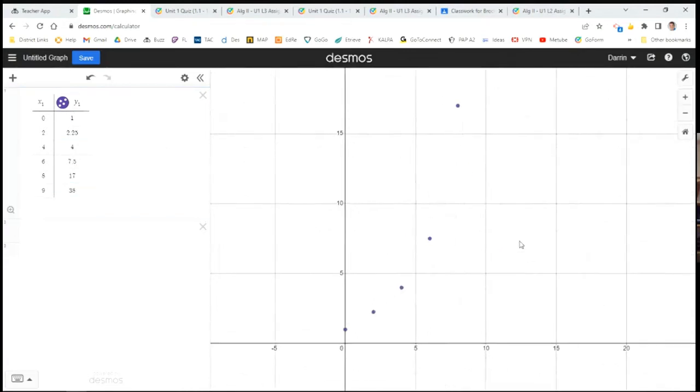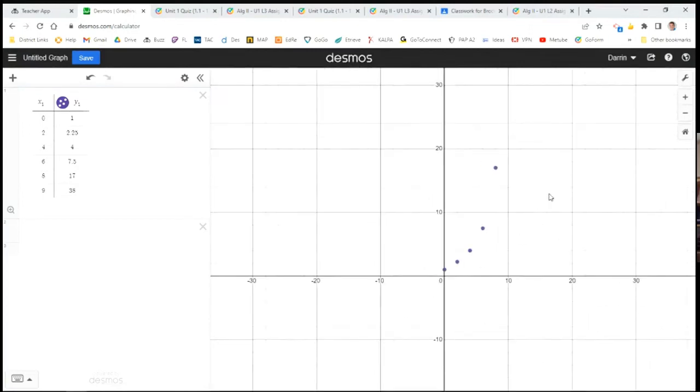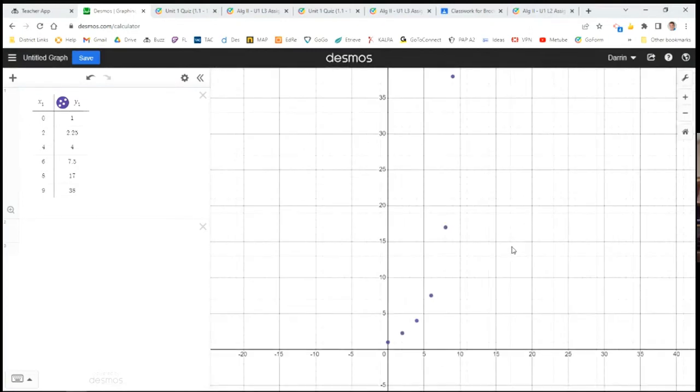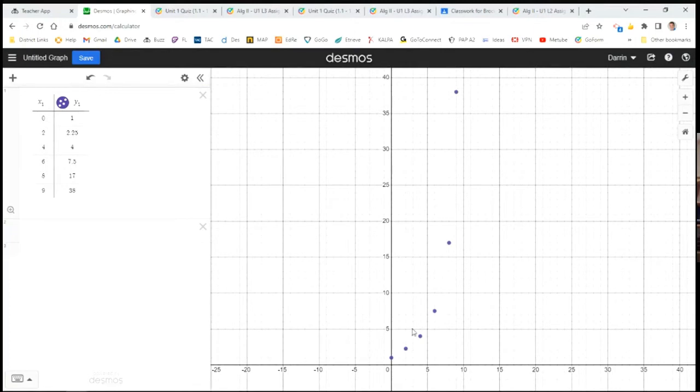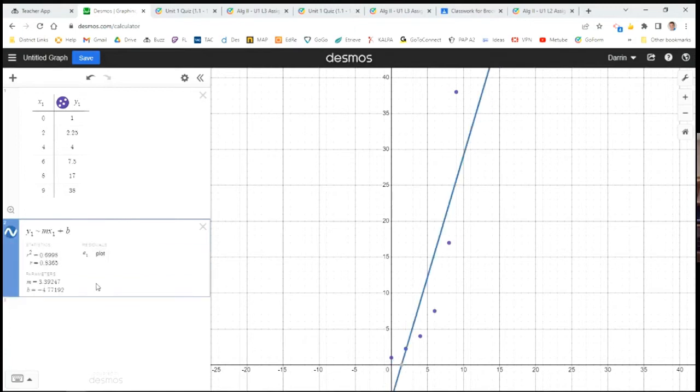All right, if we zoom out a little bit, 38 is way up there. But there is the last plot they had, and it said to make a linear regression line, which we know is not going to be very good because it doesn't look linear. So there is the linear line that they tried to fit that data with.